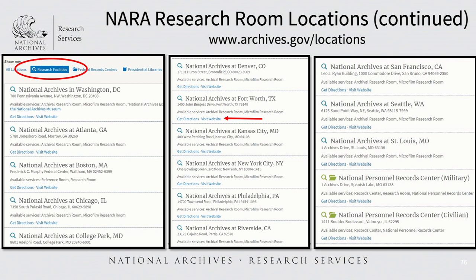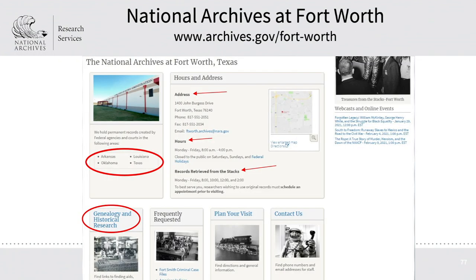So let's look at Fort Worth's webpage as an example. Click on Visit Website. The main webpages for each facility all have the same basic layout. On the main page, you'll find a list of states that their facility holds records for. There's hours and location information. And in some cases, they list the times when records are pulled from the stacks. Then lower down, there's a link to frequently requested records, visiting information, and contact information. And you'll also see a link to genealogy and historical research, or it may just say research our records.